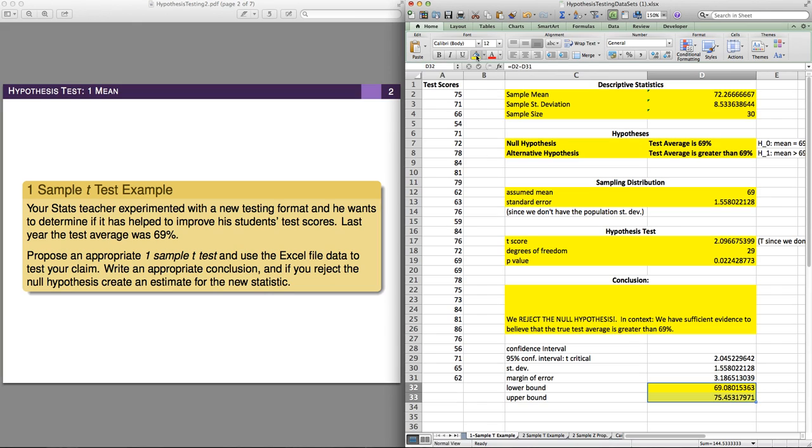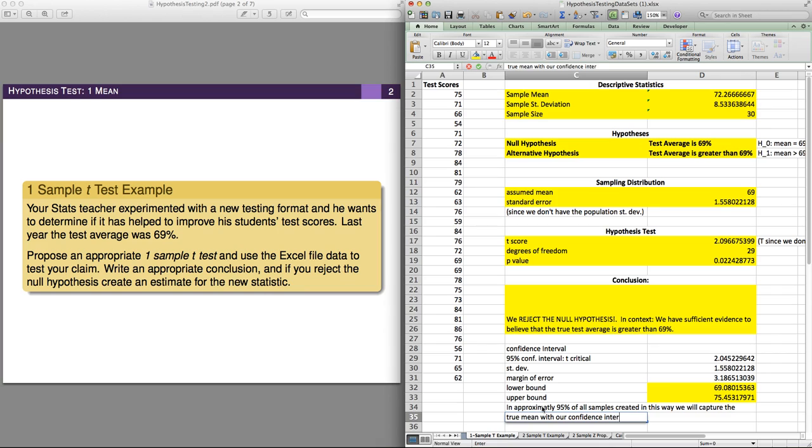That, of course, means that in approximately 95% of all samples created in this way, we will capture the true mean with our confidence interval. That does not say that this confidence interval actually captures the true mean. It just says we're 95% sure that it's going to. I hope this has helped for a one-sample t-test.